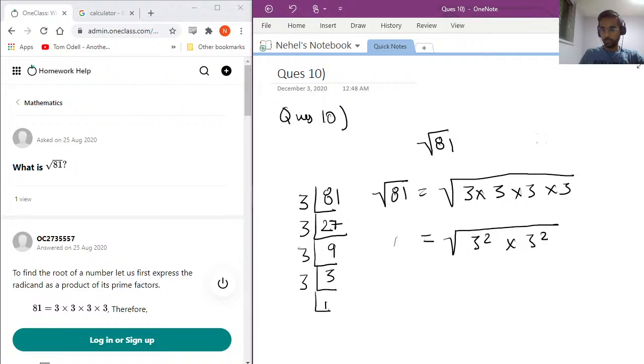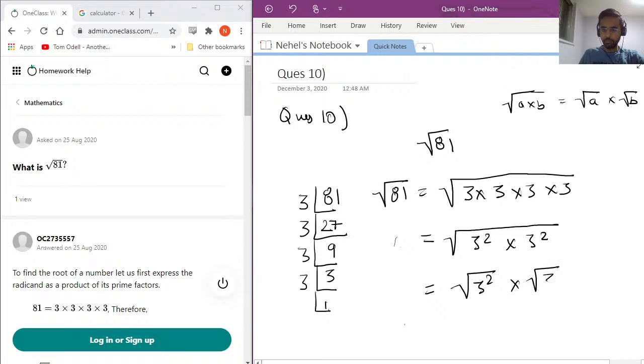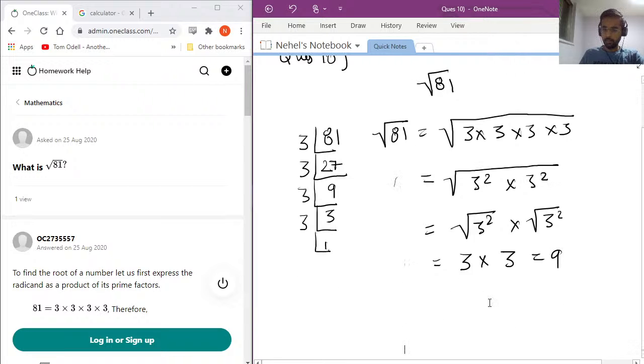The other property of a square root which we need to know is that if we have a square root of a times b, this is the same thing as square root of a times square root of b. So using that property, this becomes under root of 3 squared times under root of 3 squared. Under root of 3 squared is nothing but 3, which gives us 3 times 3, or 9.